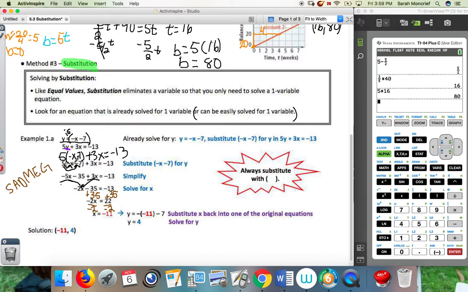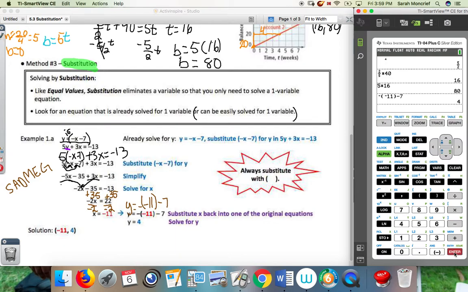Again, it's going to be easier if we plug it into the first one because it's already solved for y. So all we will do is the same thing. y is equal to negative, because we have a negative. What did I get for x? Negative 11, minus 7. Plug that in your calculator. Negative 11 minus 7. And what do we get, everybody? We get 4. And the crowd goes wild. So we know y is equal to 4. Since we now have my x and my y, we can put it in our ordered pair: negative 11 and 4.